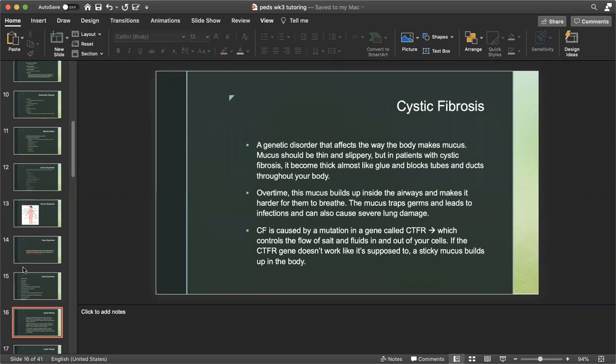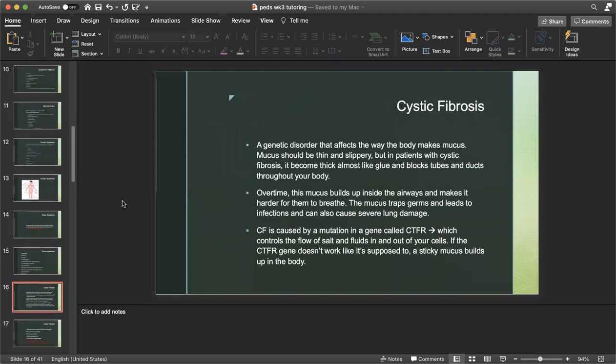So cystic fibrosis. I didn't go too in depth with this because it'll be covered more in depth in the respiratory unit, so I don't want to put too much and then confuse you guys. Cystic fibrosis is a genetic disorder that affects the way the body makes mucus. Mucus should be thin and slippery, but in patients with cystic fibrosis, it becomes thick, almost like glue, and blocks tubes and ducts throughout your body. Over time, this mucus builds up inside the airways and makes it harder for them to breathe. The mucus traps germs and leads to infections and can also cause severe lung damage.